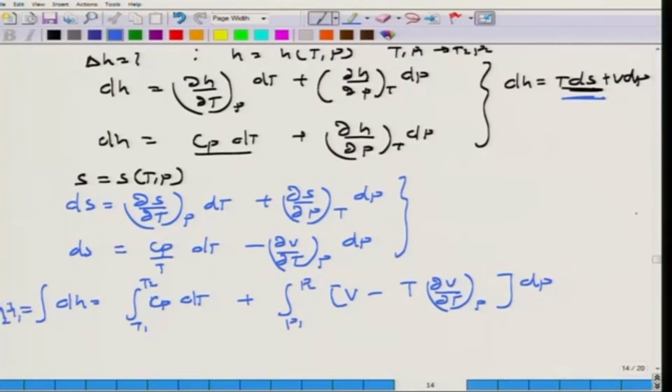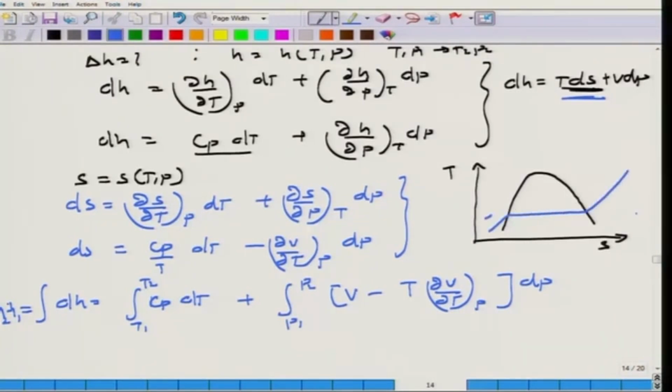So let us try to understand a bit how to make use of such an expression. Now let's consider this TS plot, this diagram, and we are going to consider isobars. Let's say this is here, and then you have this.